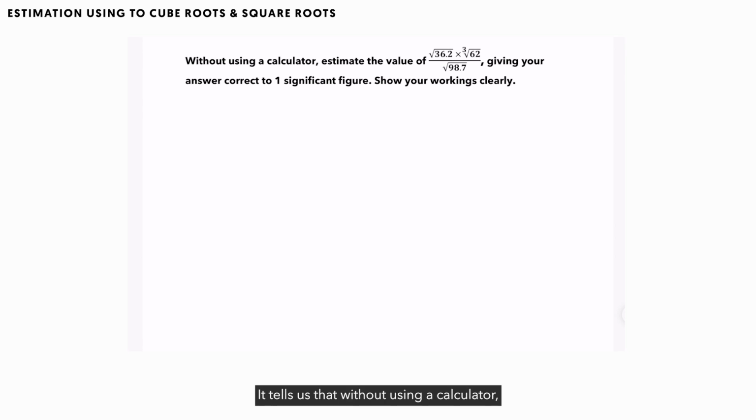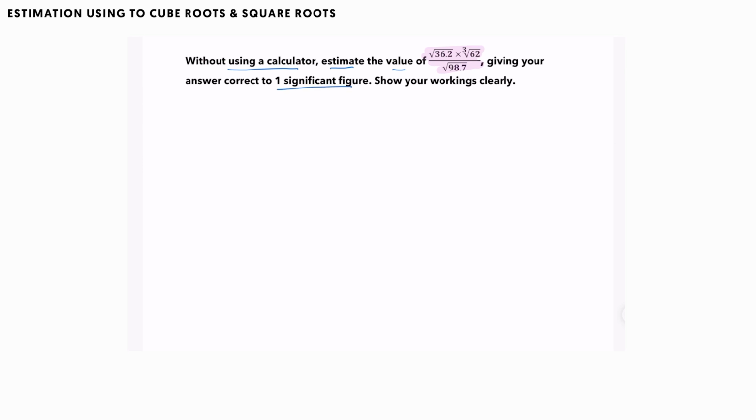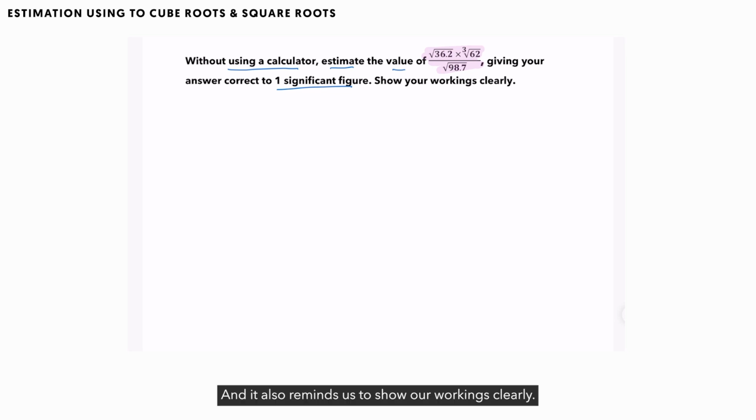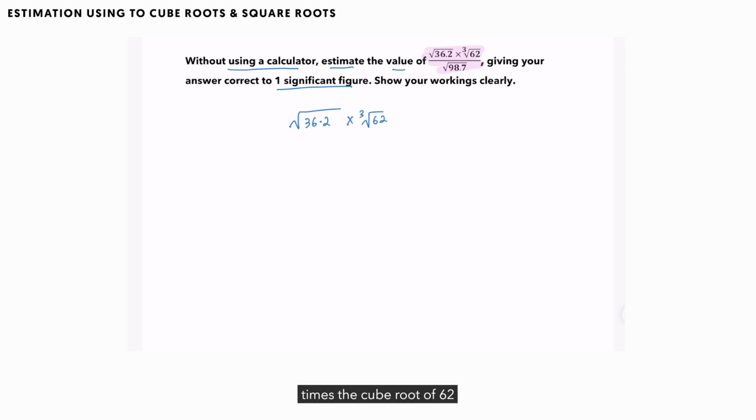It tells us that without using a calculator, so everyone, since we cannot use a calculator, please put your calculators away. Okay, don't worry, just put them aside for now. And then we'll continue reading the question. So the question wants us to estimate the value of this expression over here. And the question also wants us to give our answer correct to one significant figure. And it also reminds us to show our workings clearly. So first of all, let's everyone copy down the question. We have the square root of 36.2 times the cube root of 62 divided by the square root of 98.7.